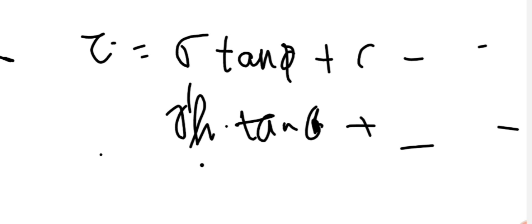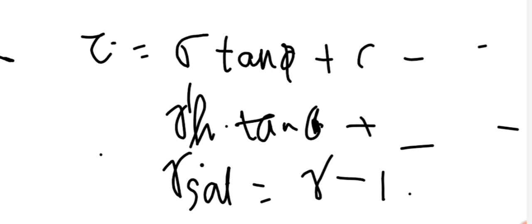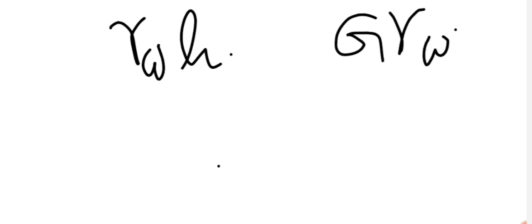Gamma dash means if it is a saturated soil mass, so we have to find gamma saturated, which is nothing but gamma minus that of water. Okay, and what is the seepage force? Seepage force is pressure due to pore water pressure, and it is nothing but gamma W h. And this gamma, gamma saturated, gamma minus, there gamma is that of soil, which is nothing but G gamma W. So this has to be balanced anyway.